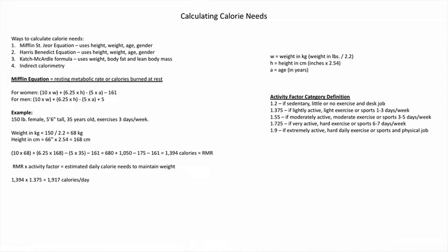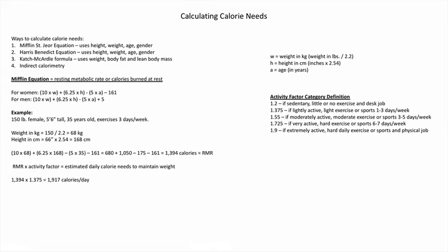Then we multiply times an activity factor. So she's exercising on average 3 days a week. So we'll multiply times 1.375 to get a final calorie of 1,917 calories per day. That is the number of calories to maintain her current weight at where it's at.